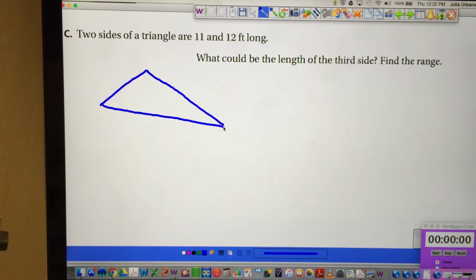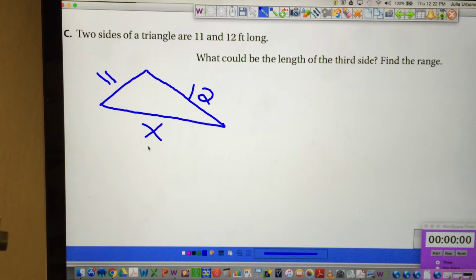No, I'm good. Let's go through this thought process. Okay? This is 11 and this one's 12. The third side is unknown, so let's call it X. So this is a different kind of question. It's not asking you, can a triangle exist? It's asking you what values of X could make the triangle exist.